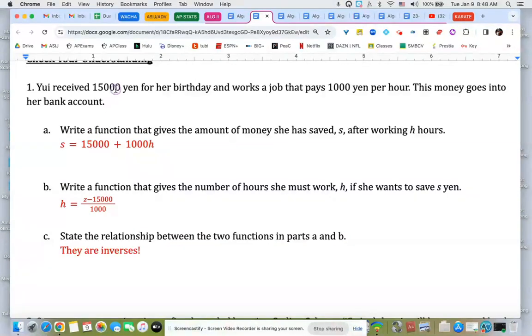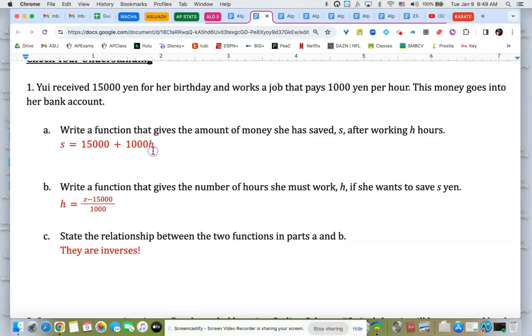So you receive some money for your birthday, or Yui did, and they work for 1,000 yen per hour. So this is per hour, and we have the money saved, and then how many hours you worked. So you saved 15,000 yen just in the beginning, and Yui did. And then they also made 1,000 yen per hour. All right. So we'd have to multiply that. And that's something we're not going to tell you. You have to logically think that through.